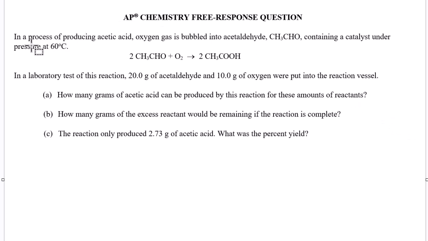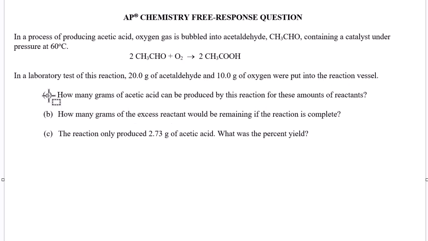Here's the question. In a process of producing acetic acid, oxygen gas is bubbled into acetaldehyde, CH3CHO, containing a catalyst under pressure at 60 degrees Celsius. They give us the balanced reaction. In a laboratory test of this reaction, 20 grams of the acetaldehyde and 10 grams of oxygen were given. Two reactants are put into a vessel.